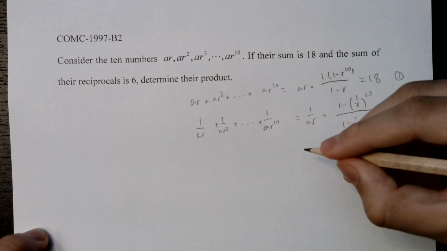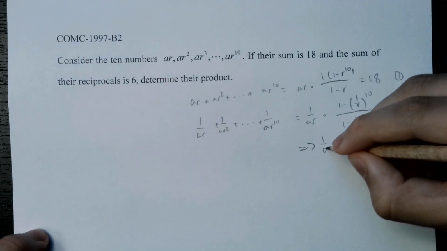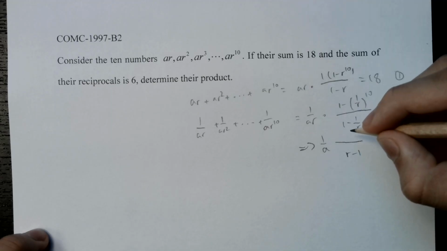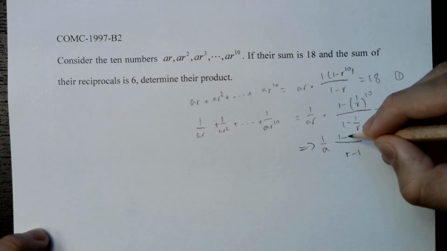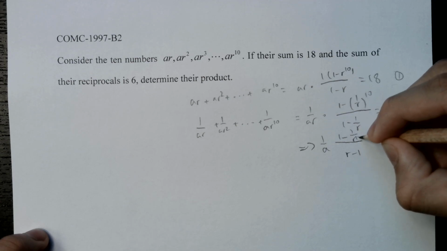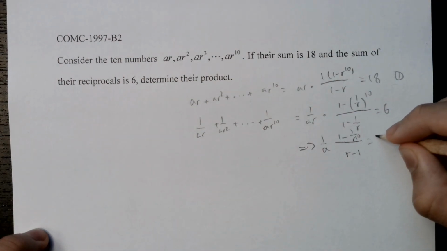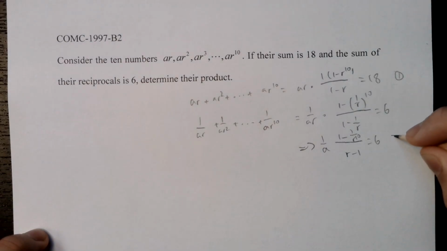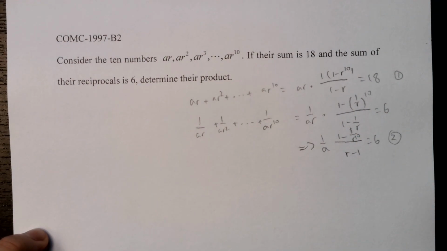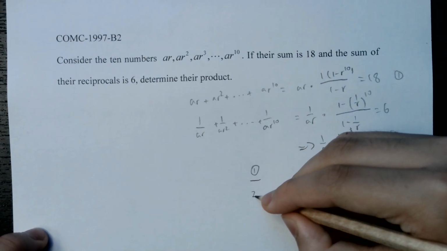And then we're going to further simplify this into 1 over A R minus 1, times 1 minus 1 over r to the power of 10. And here this is also going to be equal to 6. And we're going to be labeling this as equation 2. Now that we have this, we're going to do equation 1 over 2. So equation 1 over equation 2.